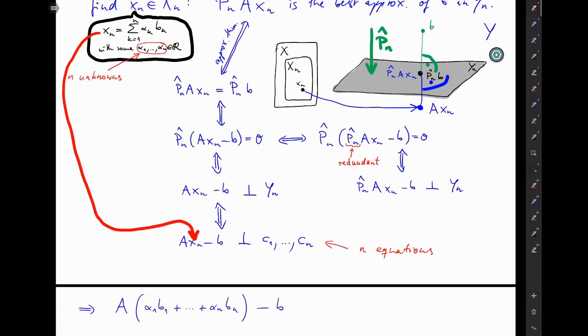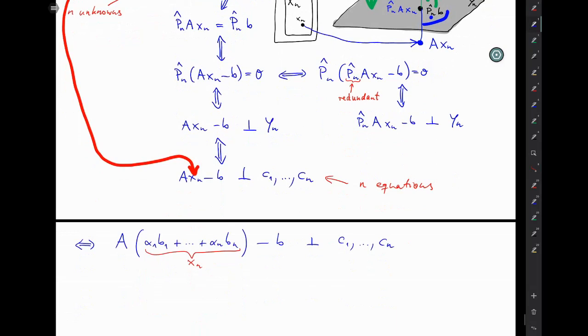Let's do it together. So here we spell out xn as the linear combination that it is, and then, as we say here, A of this linear combination minus b is orthogonal to the vectors c1 up to cn. In fact, this is another equivalence sign here. Now, of course, you can again use linearity of A to get the summations out and the little alphas, and what you get is the following. So this term here splits into that one.